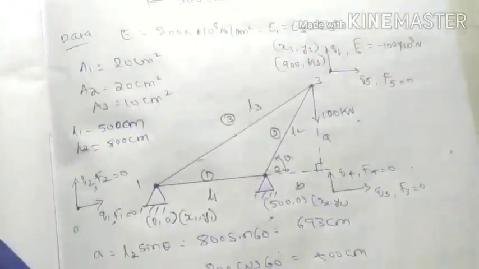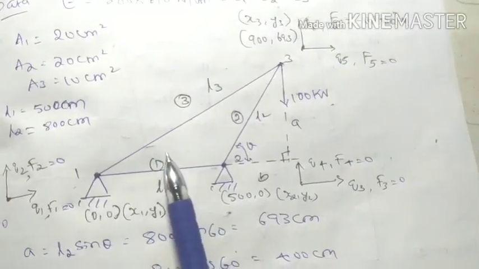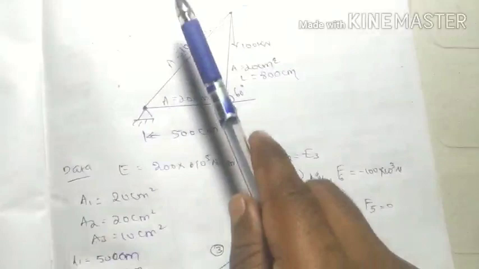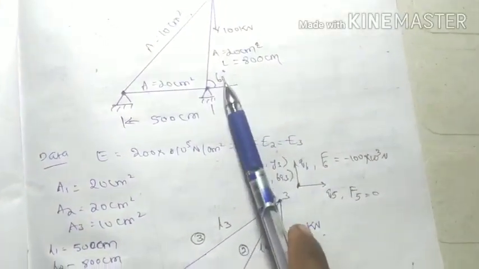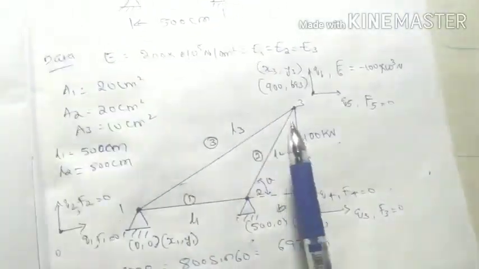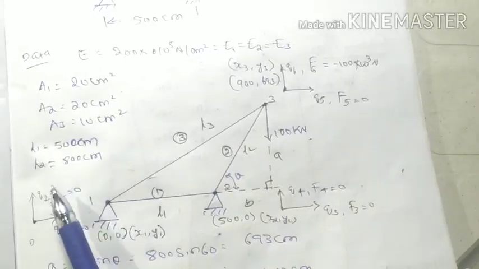Now as the usual procedure, first we need to redraw the given structure. So we mark nodes 1, 2, 3 and divide it into 3 elements: node 1, elements 1, 2, 3. Now compare with the previous problem. The main difference is that they have given this length but not the height. Instead, they have given the angle. Therefore, in order to calculate the coordinates we need to know this height, so we need to calculate that length.